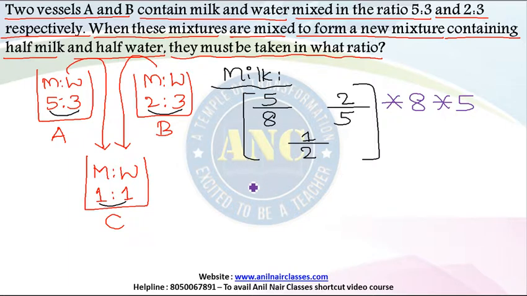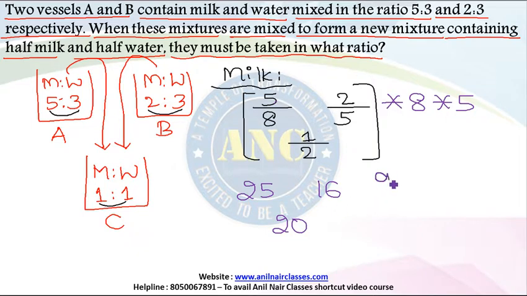Now, if I simplify further, this becomes 5 by 8 into 8 into 5. 8 cancels. It is 5 into 5, 25. 2 by 5 into 8 into 5. 5 cancels. 2 into 8, 16. 1 by 2 into 8 into 5. 8 into 5 is 40. Half of 40 is 20.